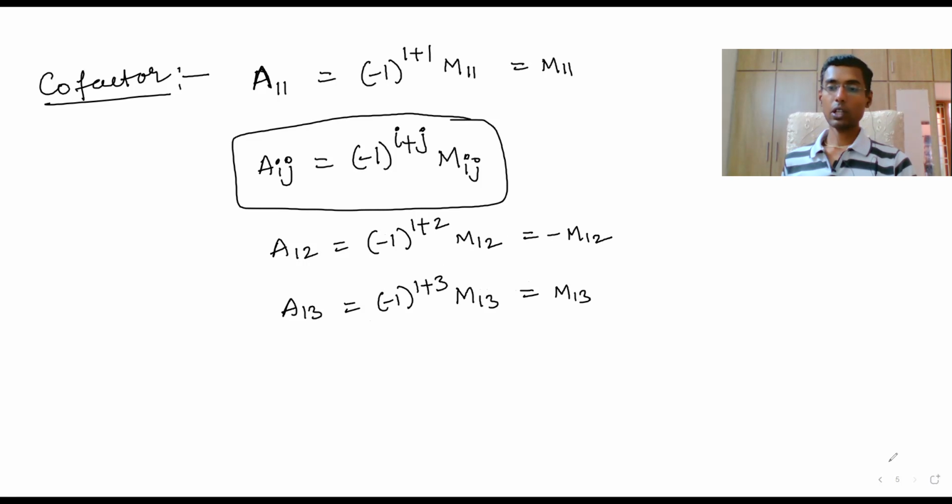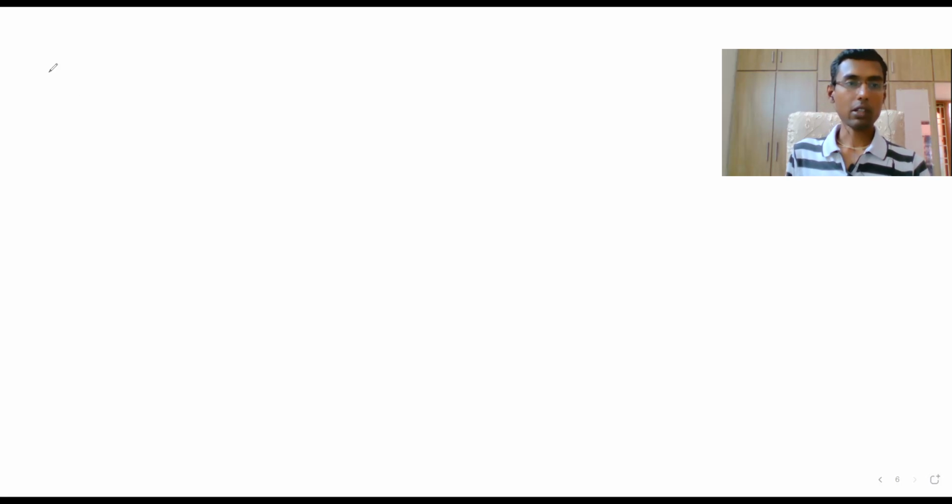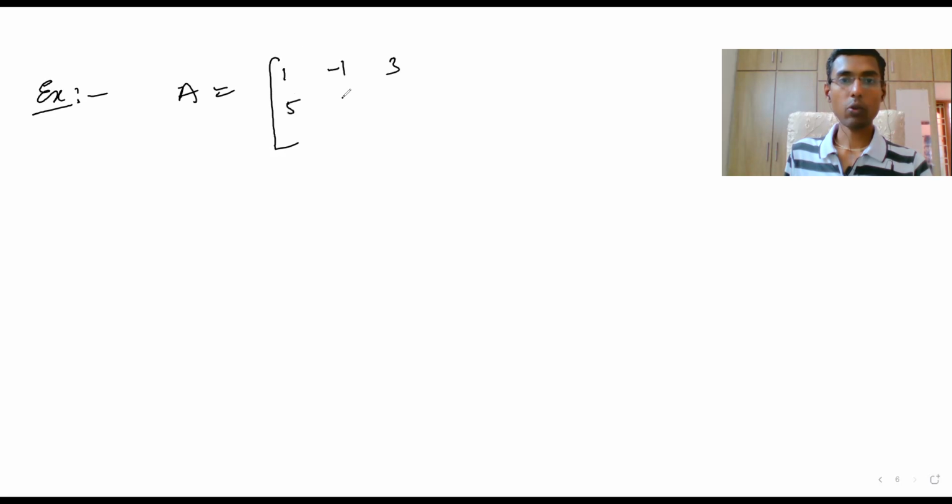We'll take an example and then we'll find the minor and cofactor. Let's say the matrix is given: 1, minus 1, 3, 5, 2, 4, 0, 1, 5.